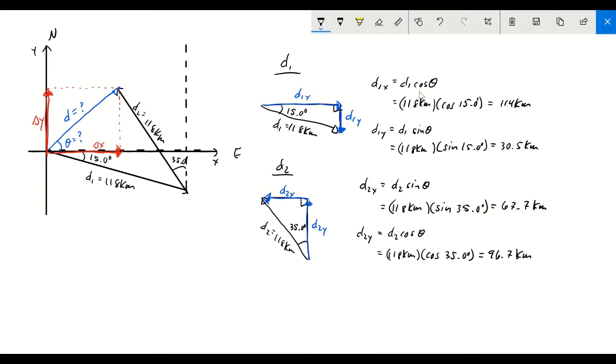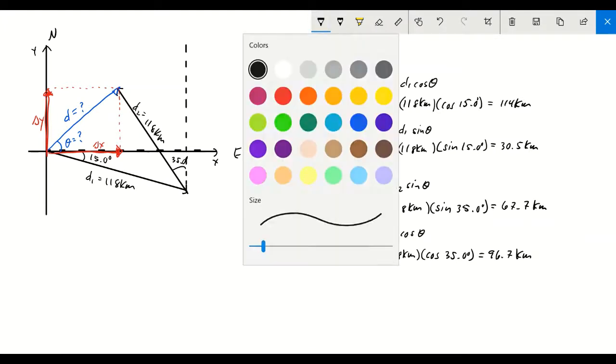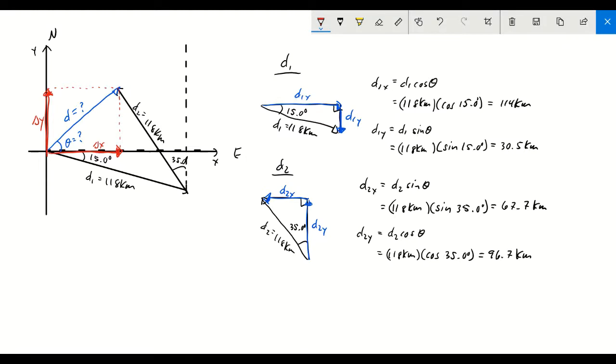So now that I have the x and the y components for our two vectors, we just have to combine all the x components and all the y components. Now let's just be a little bit cautious about this. I'm going to use another color over here. If we take a look, we can see that our x component for D1 is in the positive direction, so I'm just going to make a note here. However, the y component for D1 is in the negative direction. The x component for D2 is going to be negative, but the y component is positive. So that's important because what we need to do now is find the x and the y components for our resultant vector.